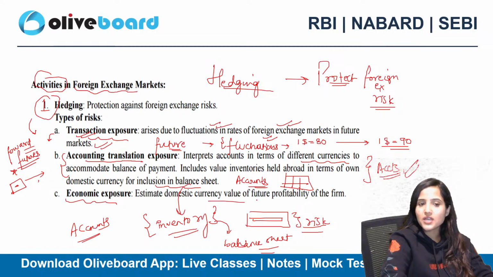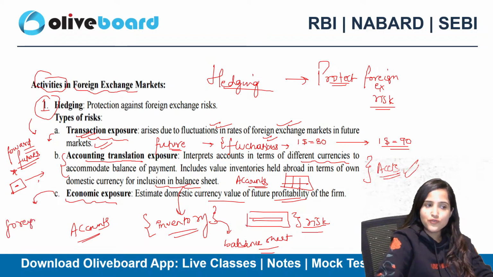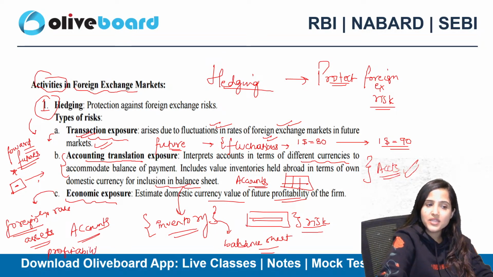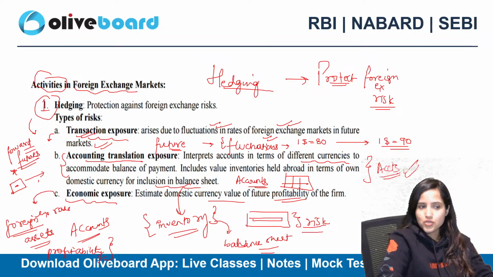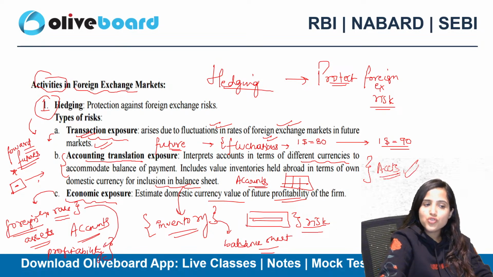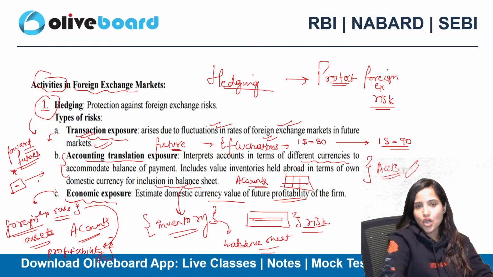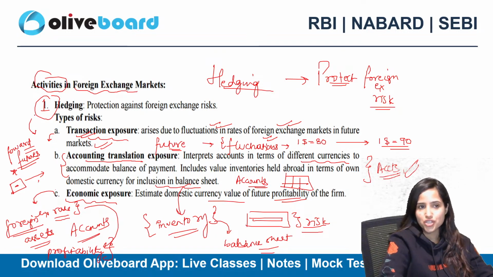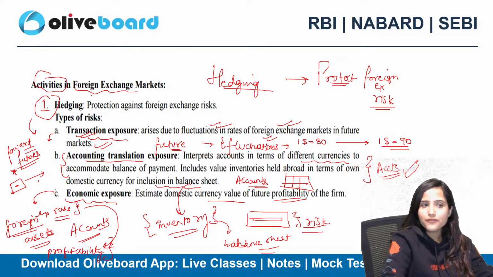Which estimates domestic currency value of future profitability of the firm, कि आपके फॉरेन एक्सचेंज रेट में जो फ्लक्चुएशंस हो रही हैं, उससे आपके एसेट्स पे क्या फर्क पड़ रहा है, आपकी फर्म की प्रॉफिटेबिलिटी पे क्या फर्क पड़ रहा है, how is it impacting the profitability of the firm. So, fluctuations in the exchange rate also impact the profitability, right? So that is what is your economic exposure. So these are the kind of risks that you have to face if you are doing certain activities in the foreign exchange market.